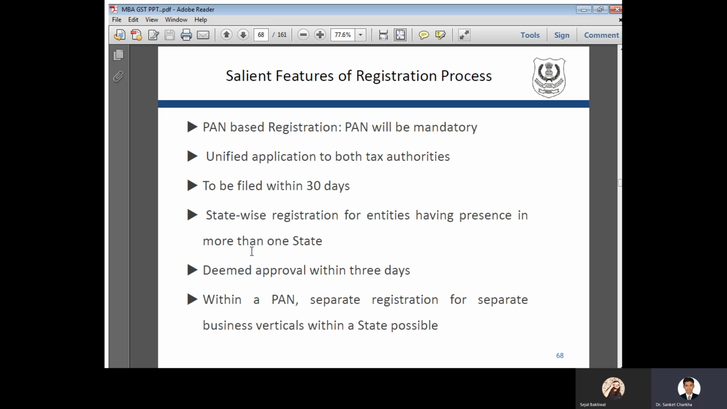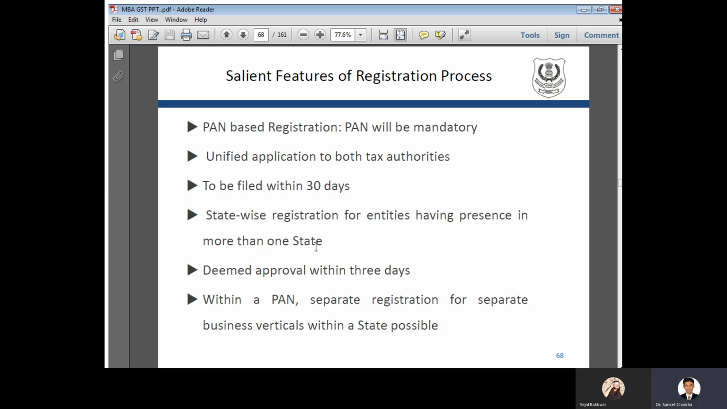The application you are making to either the GST authorities or the income tax authorities has to be made within 30 days. Thirty days is the specific time duration within which you have to file the application, and accordingly the registration process can be completed.